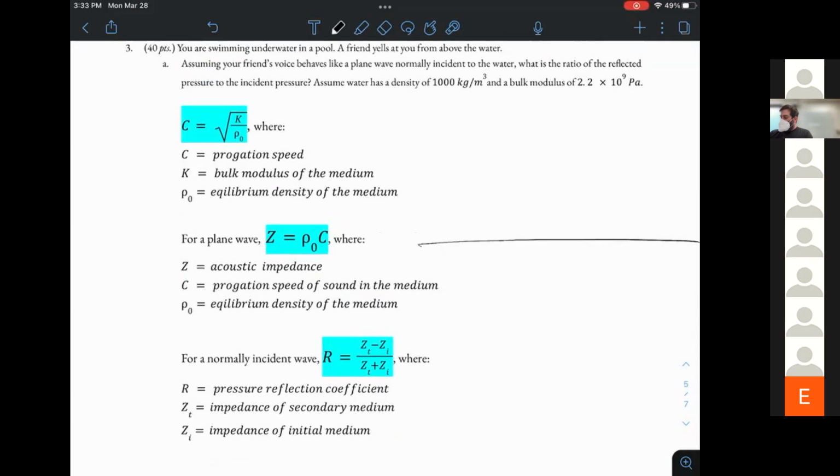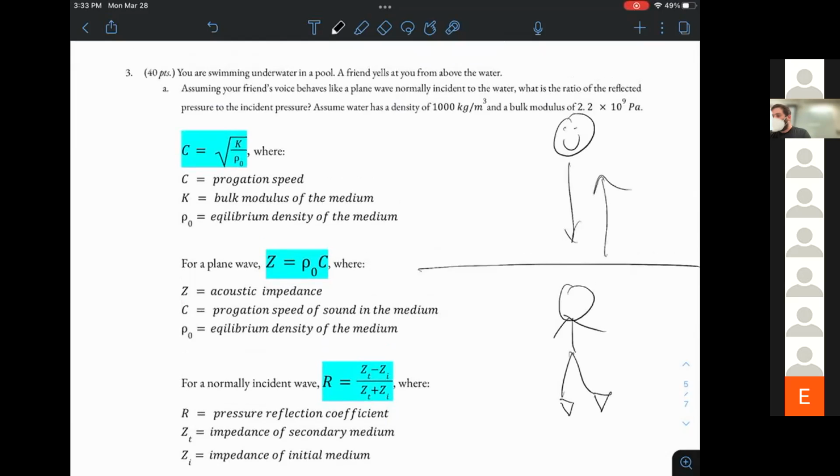Okay, here is the water line. Here is you. Maybe you have some flippers on. And here's your buddy, and he's just a bodiless face, and he is talking this way. And some of that's going to reflect, and that's what we want to know.